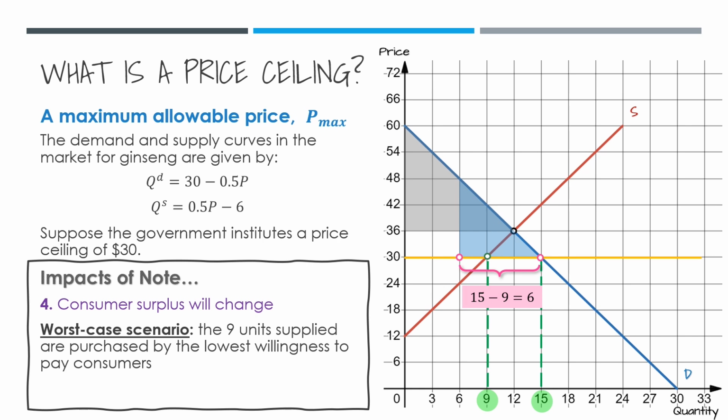And we're doing a few things really carefully. We're making sure that we're still selling 9 units, so we have 9 buyers. And we're making sure that those are the worst case scenario buyers, the buyers on the lowest part of the demand curve. So we have to do a little bit of work.